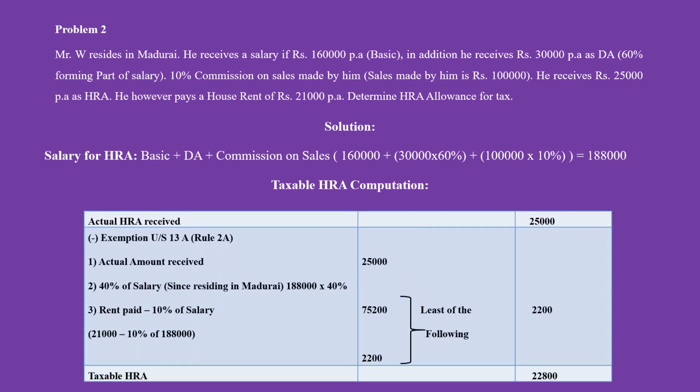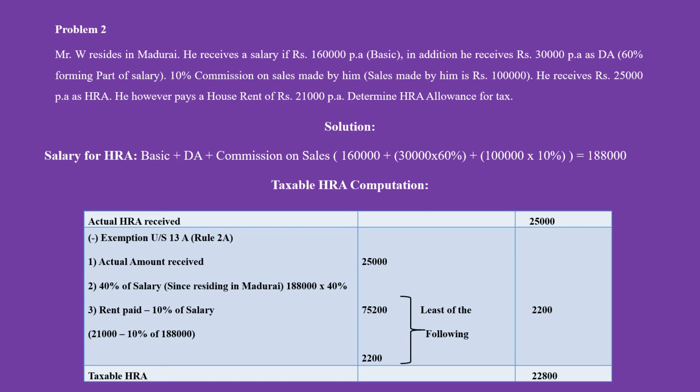Now we draw up the columns. So in the first particulars, 2 rupees columns. So first item that you put in the column is actual HRA received. This is the way you start it off. So very first thing that you put in the column is actual HRA received. So how much you're receiving as actual HRA according to the sum? 25,000 per annum. So put it in the outer column.